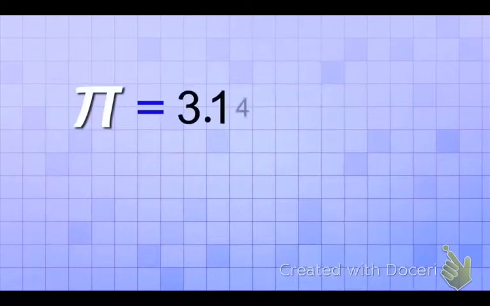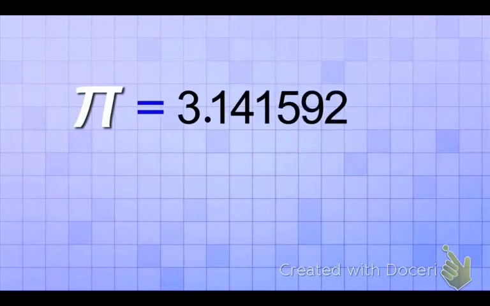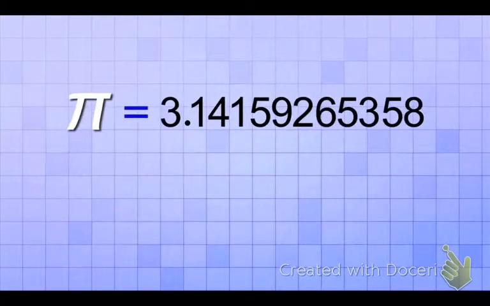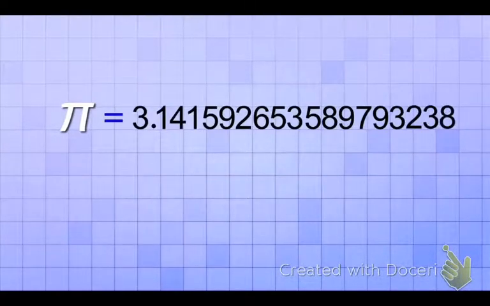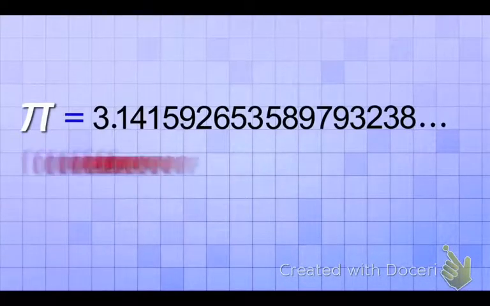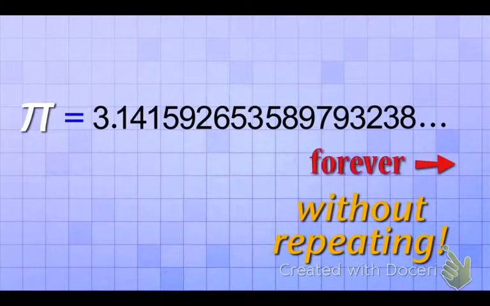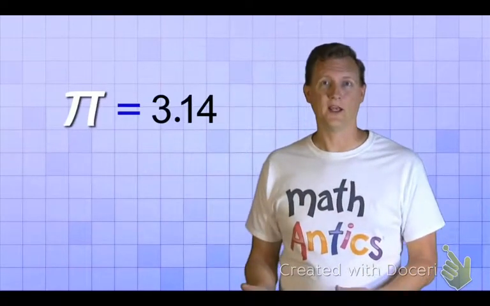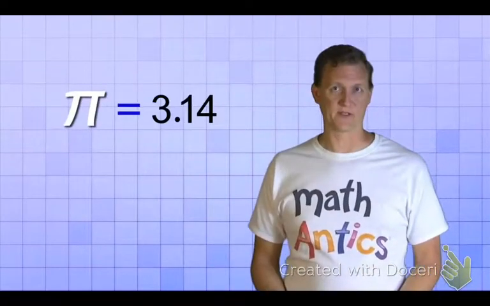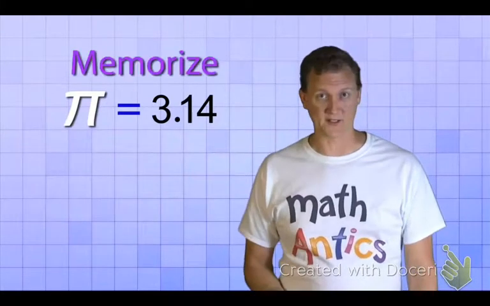To be more precise, pi is 3.1415925397897932338, and the decimal digits just keep on going, forever, without repeating. Pretty amazing, huh? But the good news is that saying pi is 3.14 is usually close enough for most math problems, so that's all you really need to memorize.